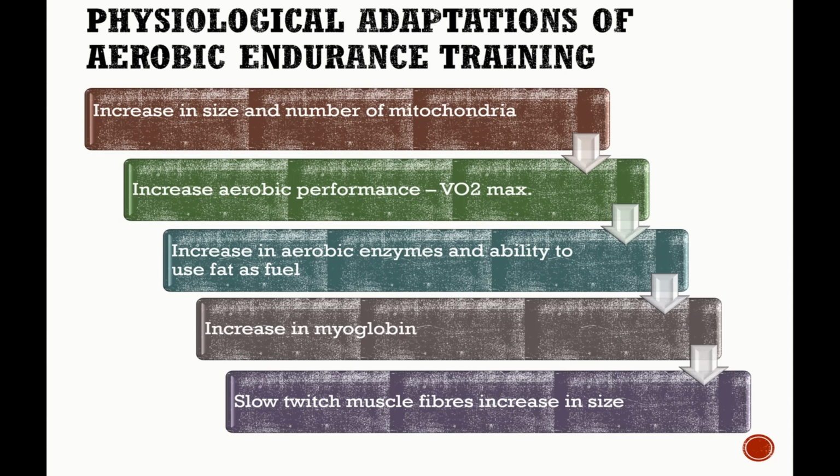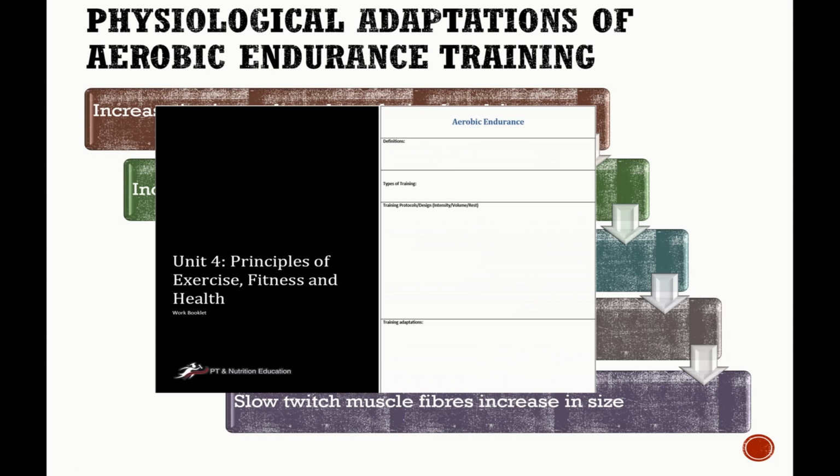So these again are just a handful of some of the physiological adaptations which occur when we're training with aerobic endurance protocols. And to complete aerobic endurance, once again there is a task in your work booklet, Unit 4 Principles of Exercise, Fitness and Health. If you turn to the aerobic endurance page, you'll see there that you're asked to fill out the definitions, the types of training, the training protocols, and the training adaptations.